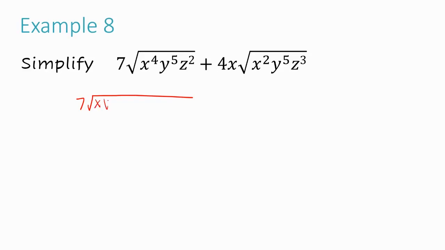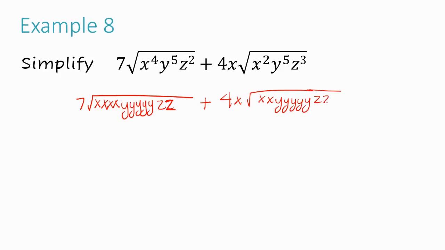So I have x, x, x, x, y, y, y, y, y, z, z. Let's make sure I did that right. Okay, 4 x's, 1, 2, 3, 4, 5 y's, 1, 2, 3, 4, 5, 2 z's, perfect. And then I'm going to add that to 4x, x, x, 1, 2, 3, 4, 5 y's, and 1, 2, 3 z's, okay? So I circled my groups of 2's, I have 2 groups of x's, 2 groups of y's, and a group of z. Then over here, same thing, I got x's, y, y, and a z.